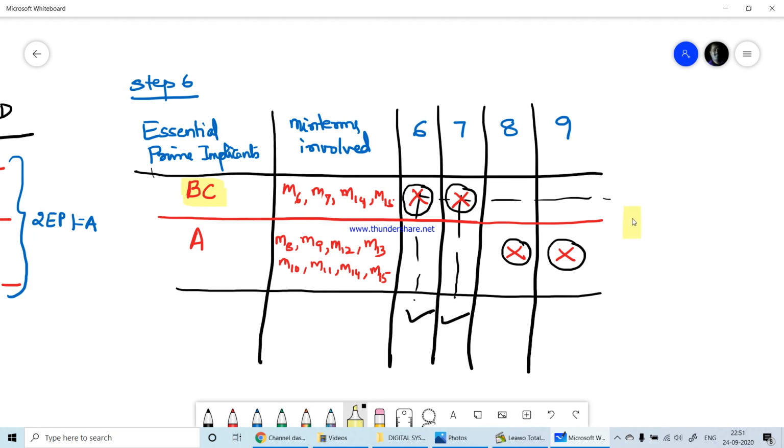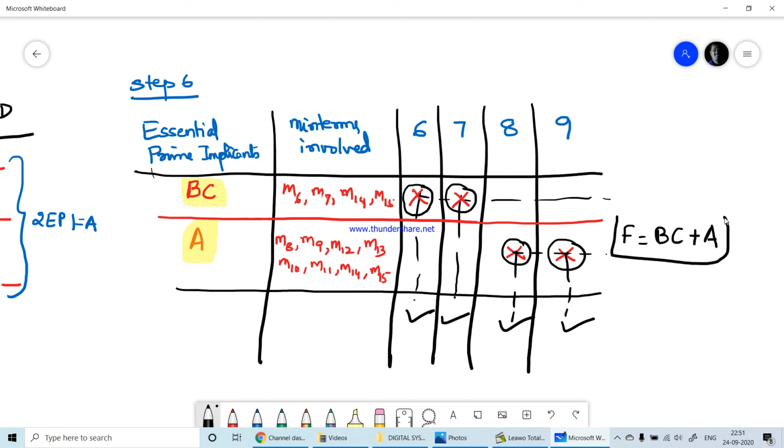So therefore F equals BC plus. Now again, this is the cross which you need to consider. So go horizontal, vertical. This will also now come. So this and this will be ticked. So I can see that all of 6, 7, 8, 9 are ticked here. Therefore, I will also take A into consideration. So in my expression, F equals BC plus A is the final expression that we get.